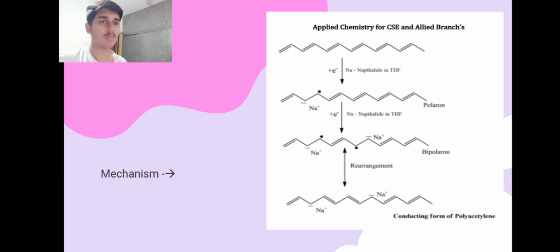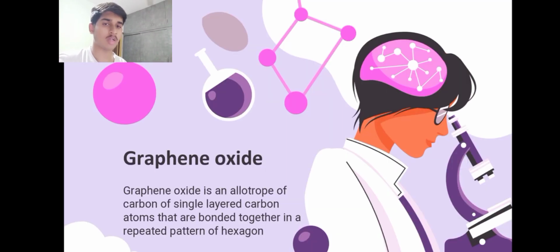So the polymer is induced in sodium naphthalate in tetrahydrofuran, which forms a polaron with a free radical and a minus charge on one end of the polymer, which ejects Na plus ions, and again it is induced with sodium naphthalate, which forms a bipolaron, which on rearranging gives a conducting polymer which conducts electric current.